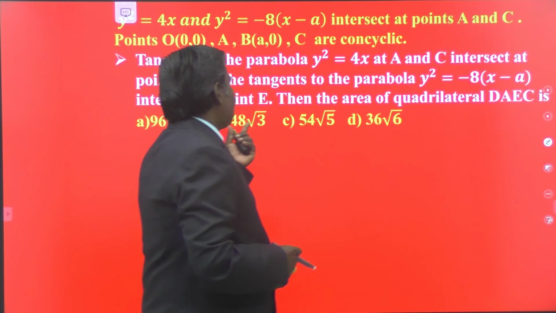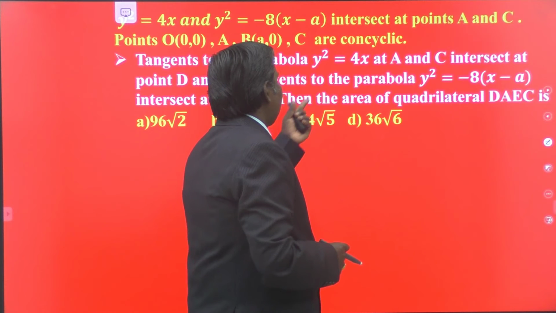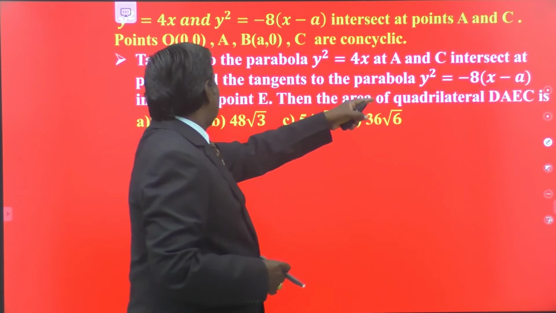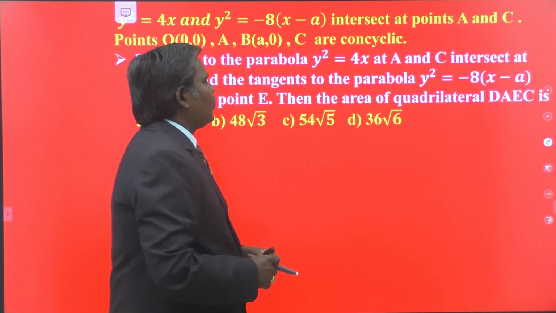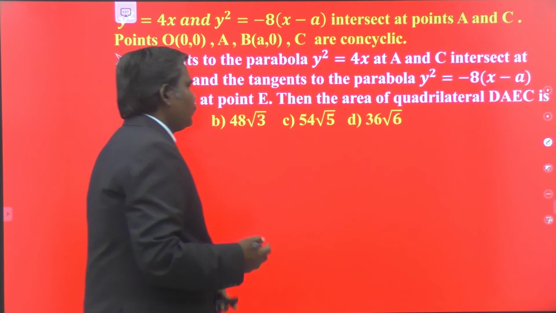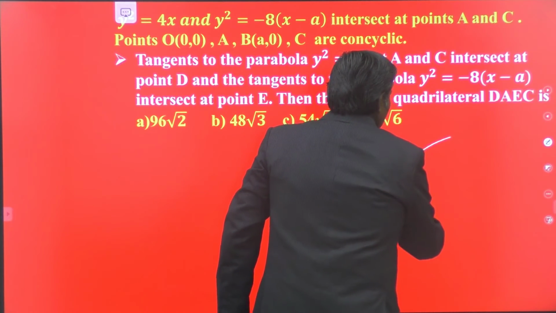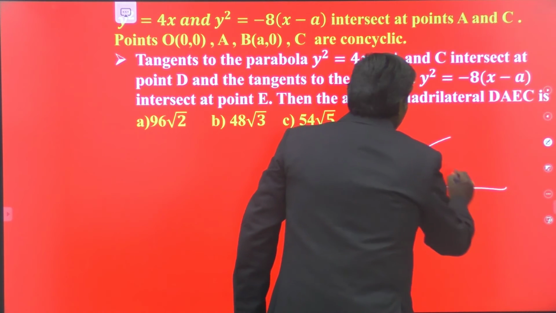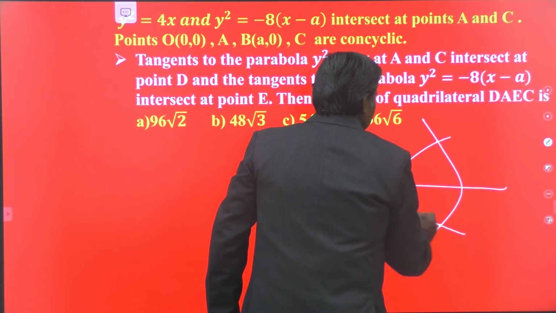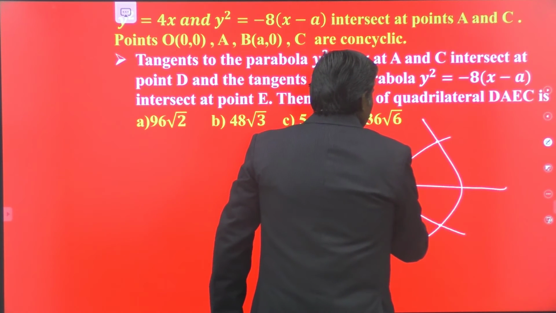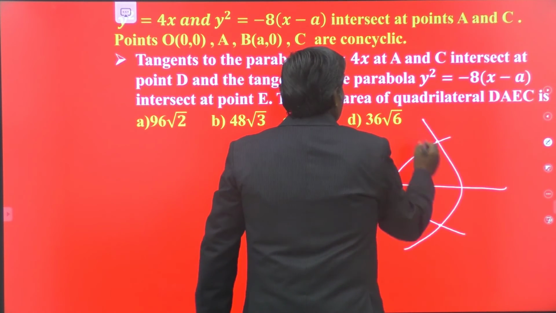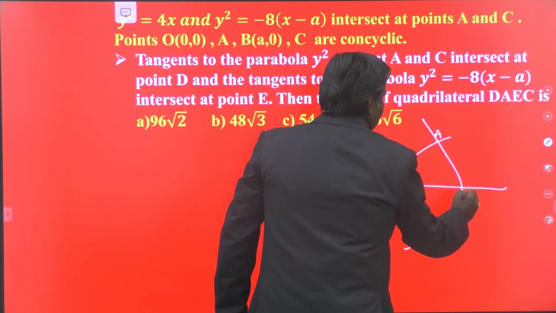So these are the points of intersections where the tangents are drawn at A, C. They meet at E and D respectively. Then what is the area of the quadrilateral DAEC? That is the question. So this is the first parabola. This is your second parabola. These are the points of intersection. So this is O. This is the point A of intersection. This is A. This is the point C. This is B.